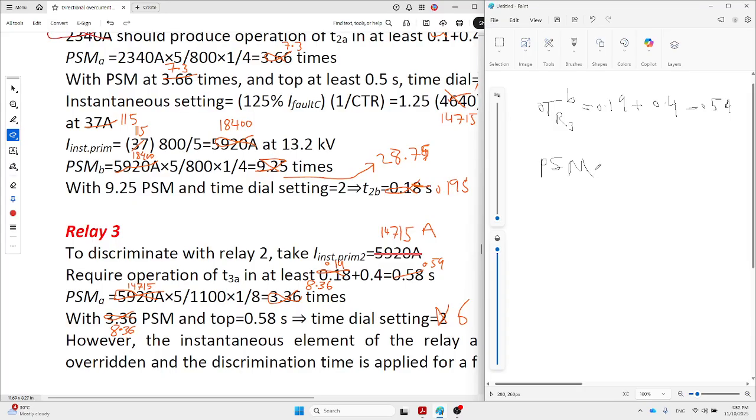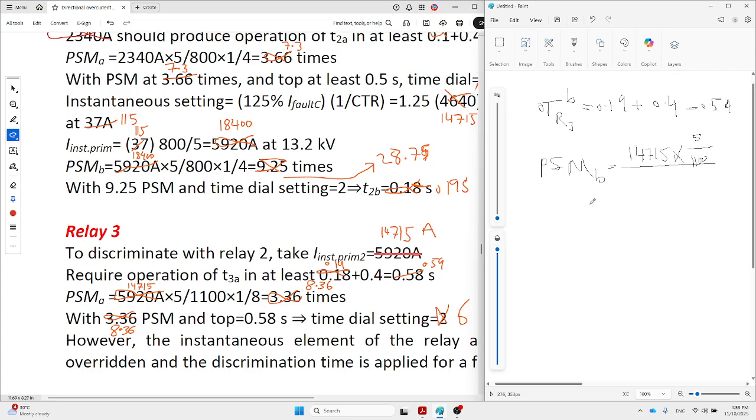Then we have to calculate the PSM for the backup fault. It means that we have to consider the fault current at relay 2, which is 14,715 times the CTR. The CTR here is 5 over 1100, correct? And then the PS times the pickup current.